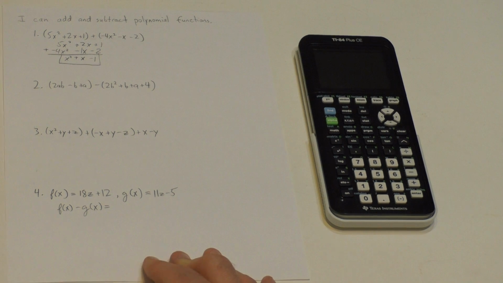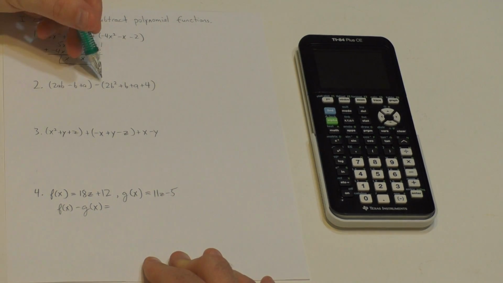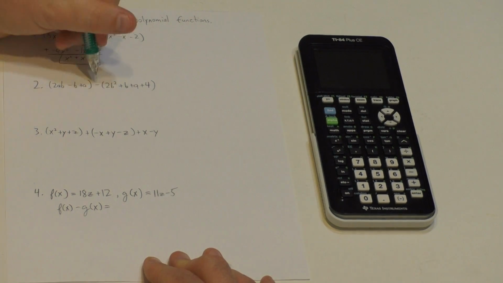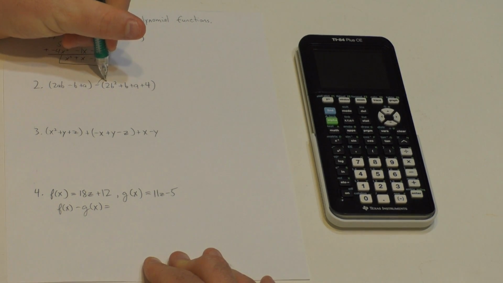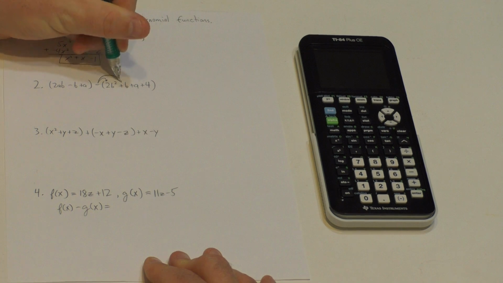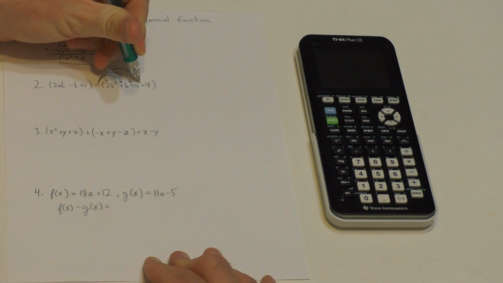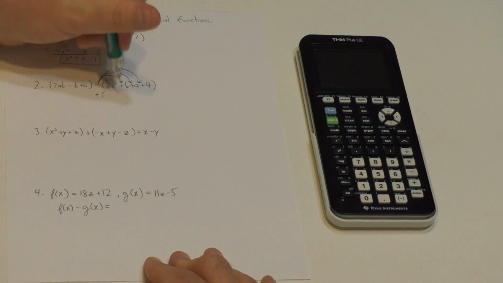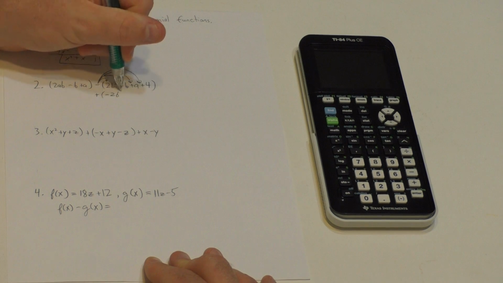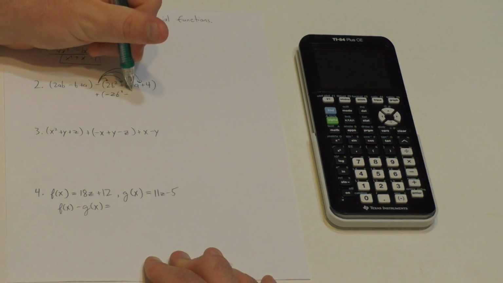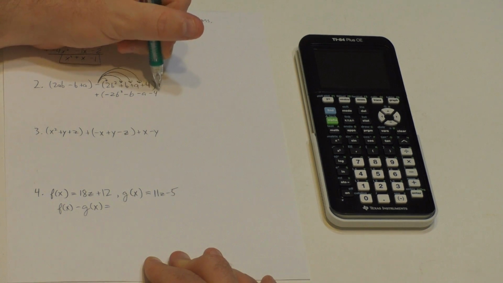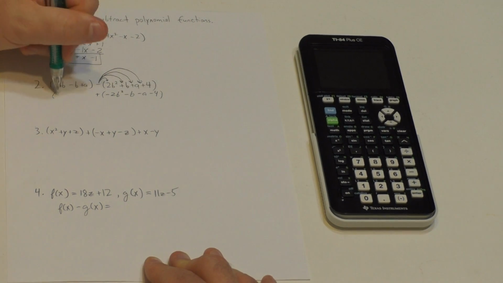Okay? Now, this next problem is a subtraction problem, and always with a subtraction problem, I'm just going to go ahead and distribute the negative. And when you distribute the negative, it just makes this a plus, and we're going to flip the signs of everything inside this polynomial. So they are all positives, so they all change to negatives.